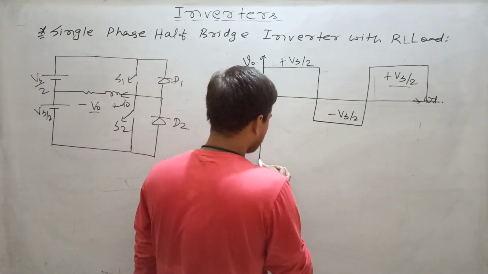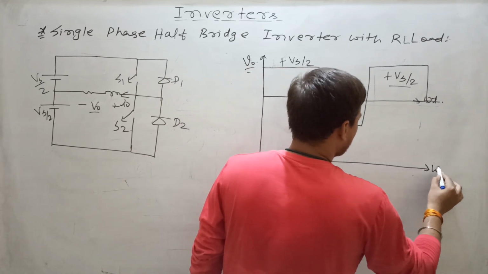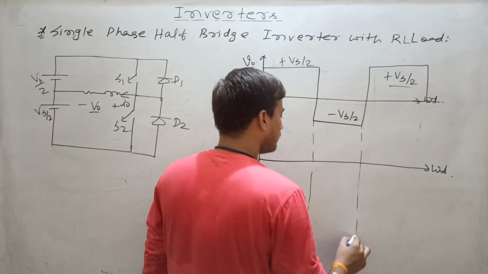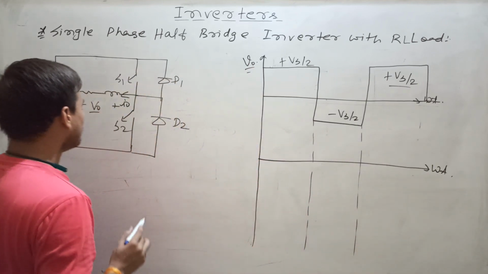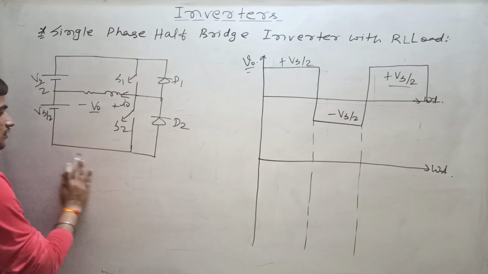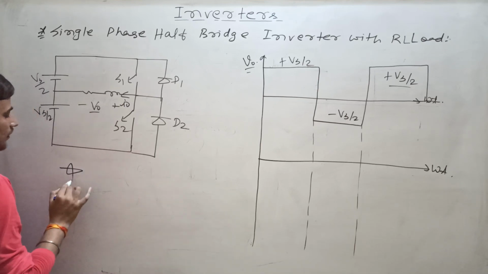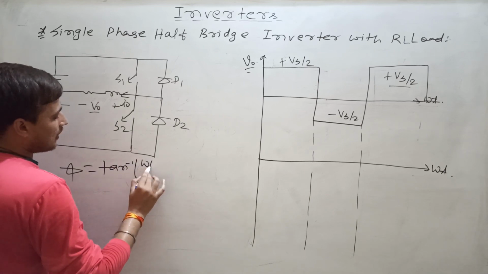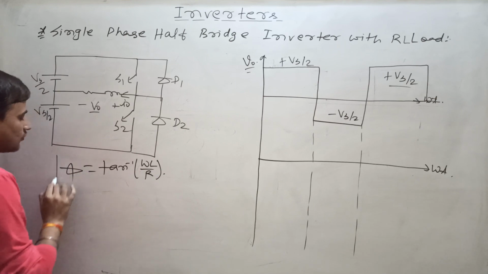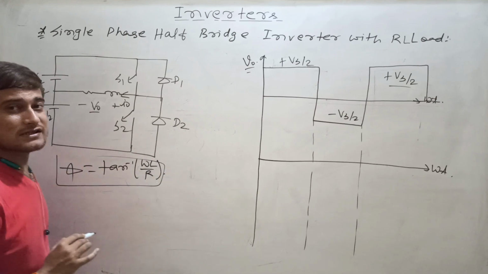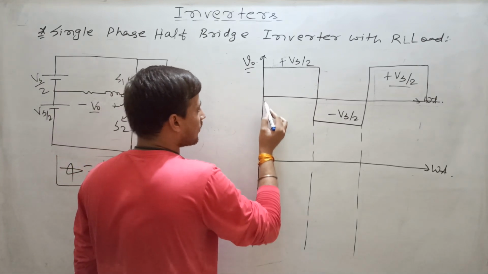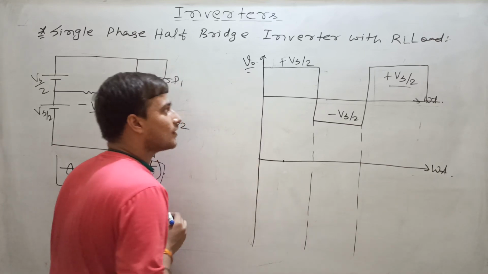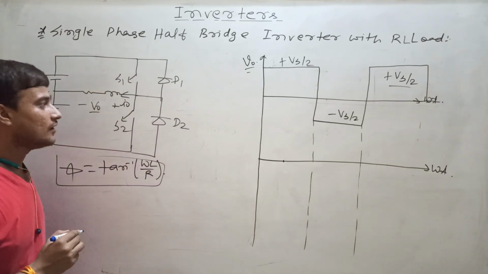Next, you have to draw the waveform for output current. Now, what do you know? If you are having inductive load, then you know that at steady state, there will be a phase difference of phi equal to tan inverse omega L by R. That means if voltage is starting from this point, then current will start from here. Clear? Current will start from here.